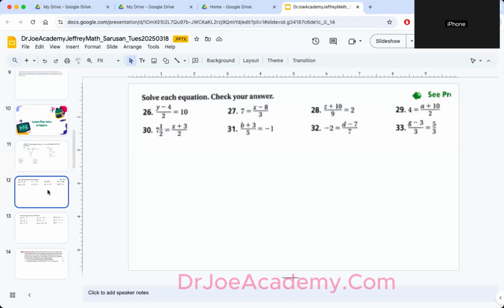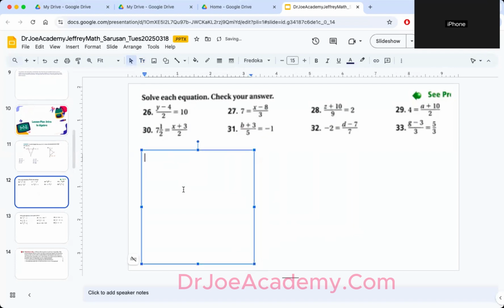So here we're just practicing roughly the same thing, but everything has a fraction. So fractions equal fractions, fractions equal whole numbers, whatever it is. Let's just start off with question 26.